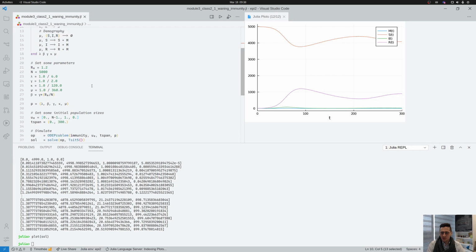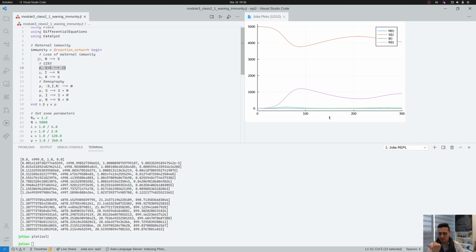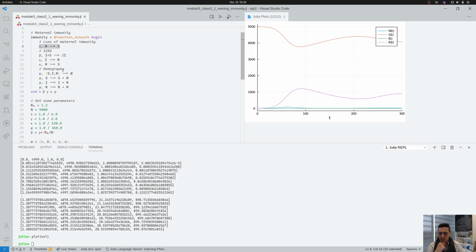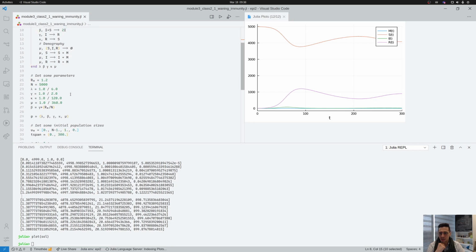Okay, so let's get back to the models. What we can see is we have defined a new compartment here, and then we have expressed the rate of transition across this compartment as a function of biological rates, in units of time.